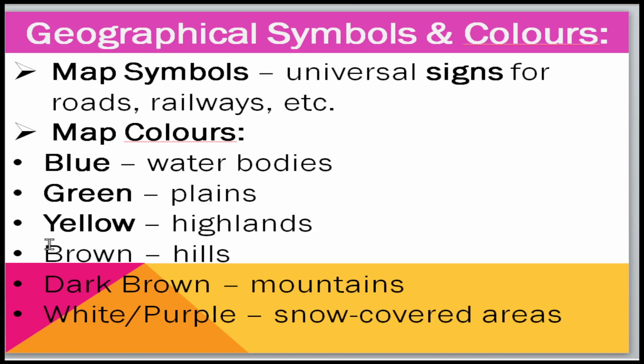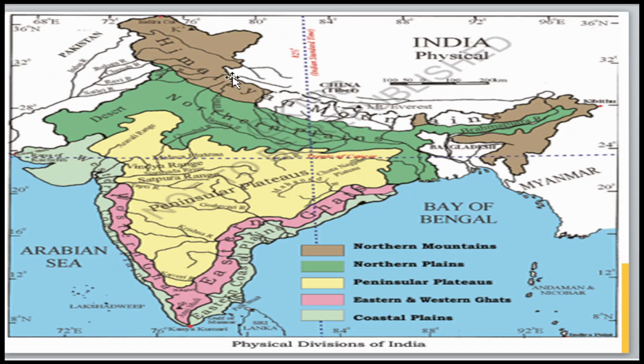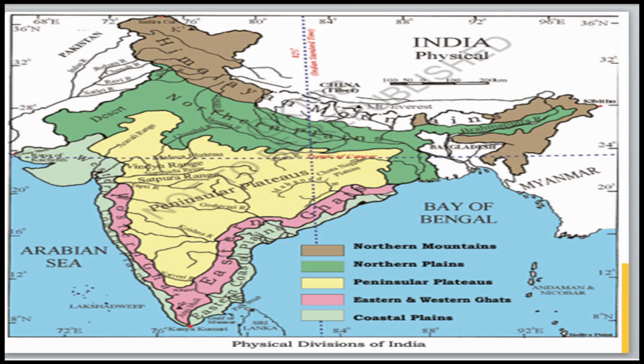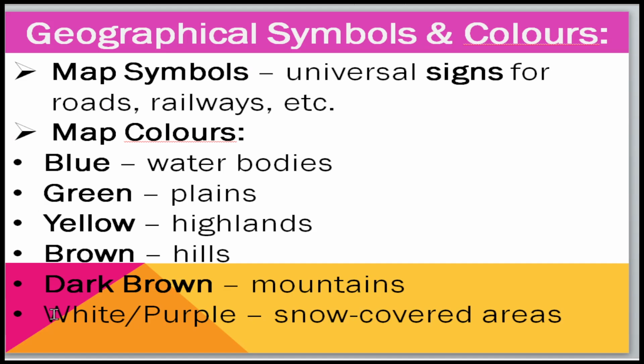Next, sometimes we use the brown color for hill areas. Here you have the Himalayan mountains. Dark brown is sometimes used to show the tallest mountains, and brown for the hills.